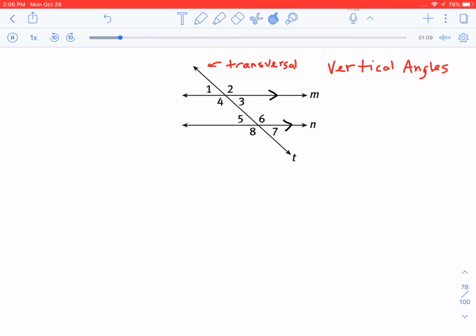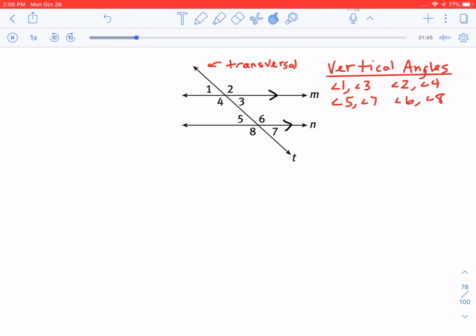And so we're going to start with vertical angles. This one should be something that we already know. So for instance, angle 1 and angle 3 are vertical. Angle 2 and angle 4 are vertical. Angle 5 and 7 are vertical. And angle 6 and angle 8 are vertical angles.